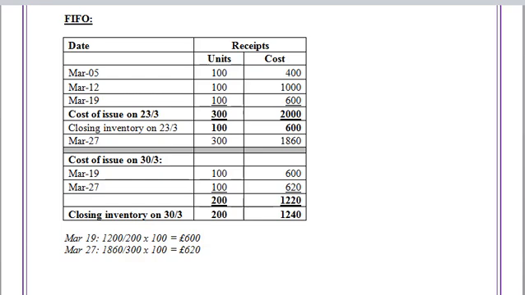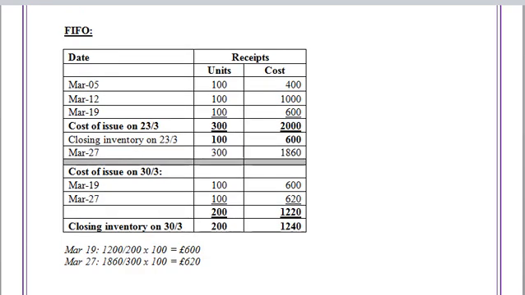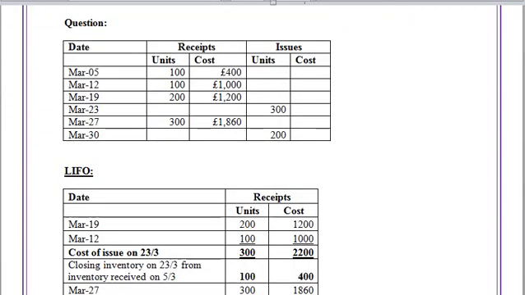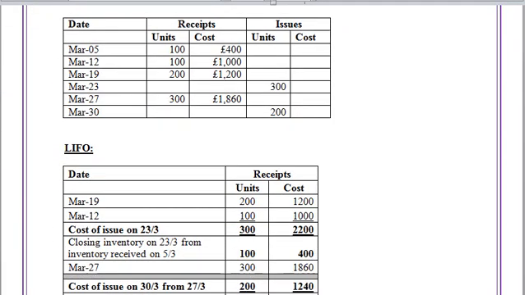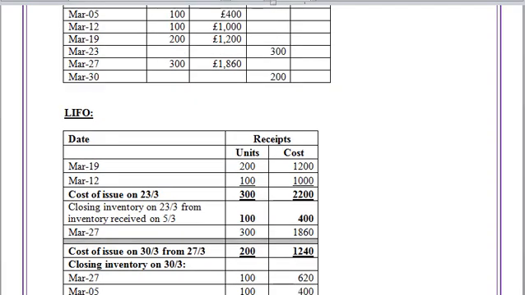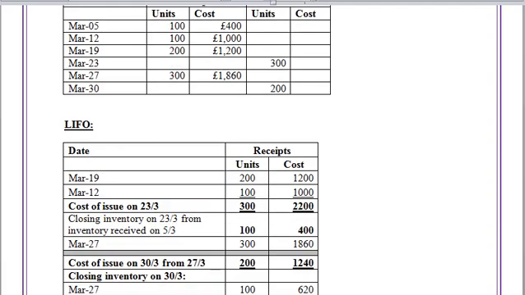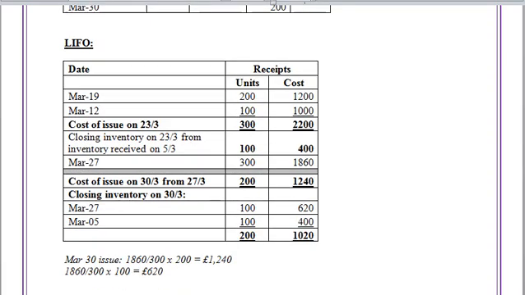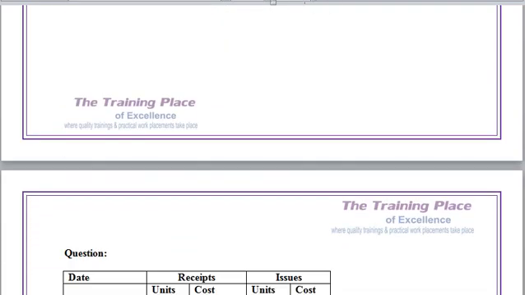We have the first in first out method of inventory valuation on an exercise, and this is the result that we got. We then looked at the last in first out inventory valuation method, and that's the result that we got. Now we want to look at the average cost inventory valuation method using the same exercise as well.